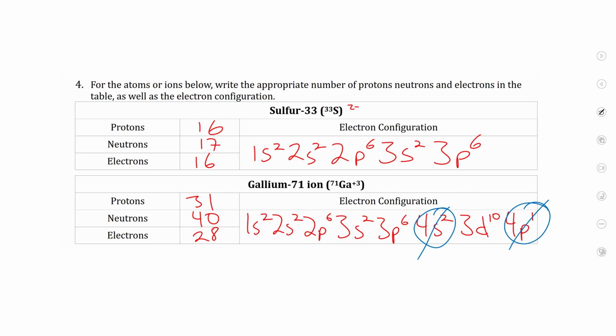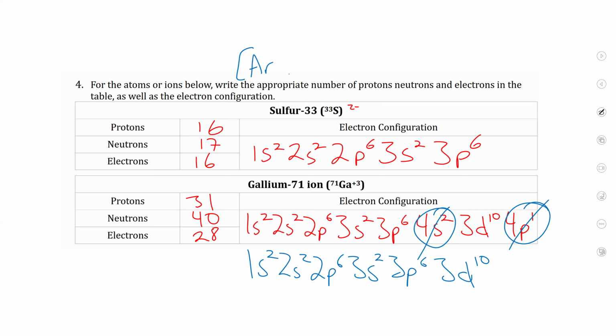So our final electron configuration will be 1s2, 2s2, 2p6, 3s2, 3p6, no 4s2, 3d10, no 4p1. Right, so this is your final answer here. Or in our shorthand version, we could write it as argon in brackets, 3d10. Both of those are full credit. Both of the blue ones are full credit.